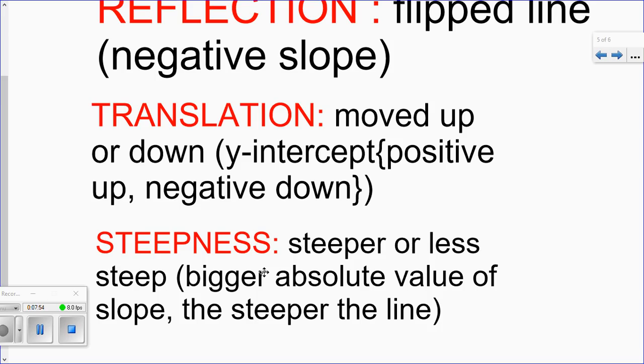So if you look at the number part of the slope, not the sign, the number, the bigger the absolute value of the slope, which is talking about the number, not the sign, the steeper the line is. So if it's a bigger number than 1, it's going to be more steep. If it's less than 1, meaning it's a fraction, then it's less steep. Okay?